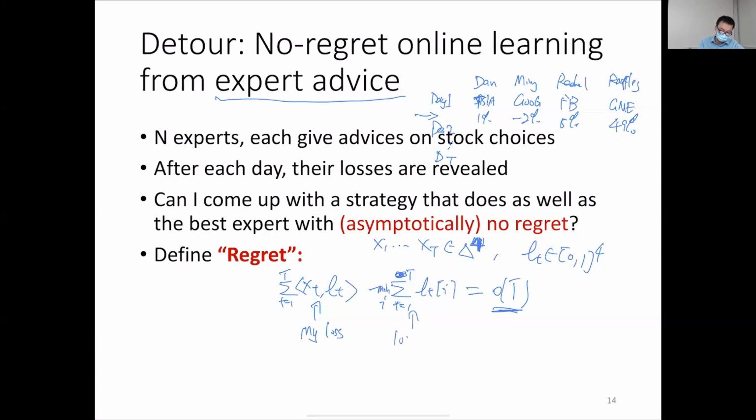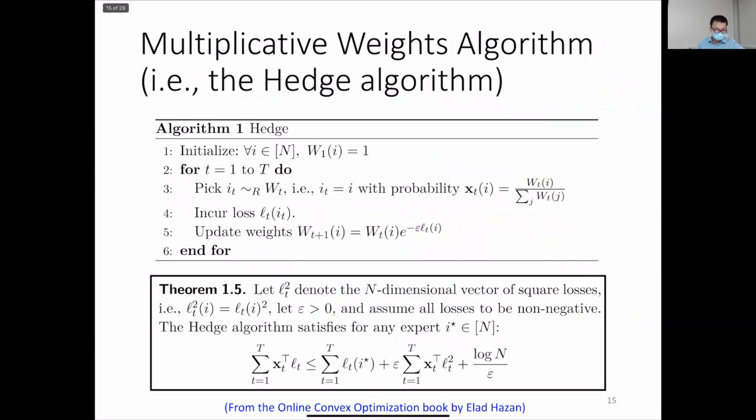So this is the cumulative loss of the best expert. Okay, specifically, there is actually an algorithm that gives us asymptotically no regret. This algorithm is called Hedge, or the randomized multiplicative weight algorithm. So let's go over how this algorithm works. Initially at time 1, I don't have any knowledge about how these experts would perform, so I'm assigning a weight of 1 to each one of them.